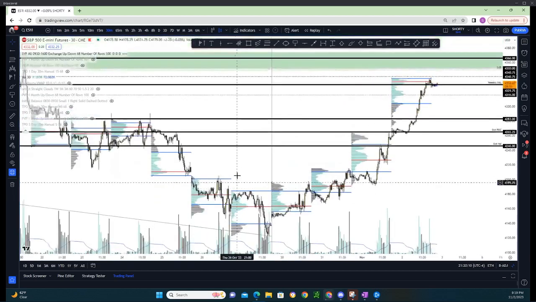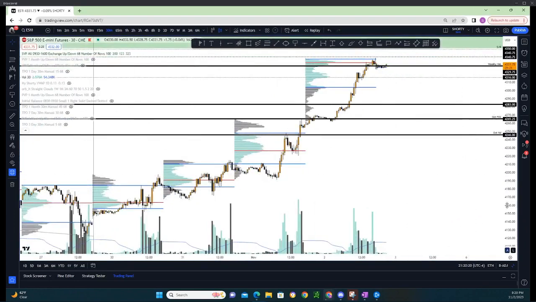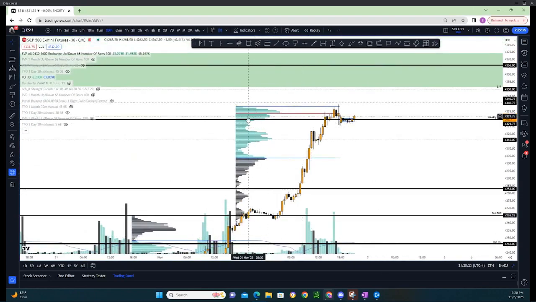And if you look here, we consolidated a little bit. We had a 4-day balance between here and here, and then a double value area high, and then we exploded higher, and now you have this. I don't even know what to call this profile. It's almost like a double distribution. It is maybe a triple distribution, double distribution volume profile.